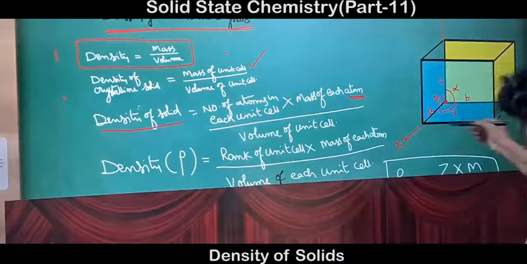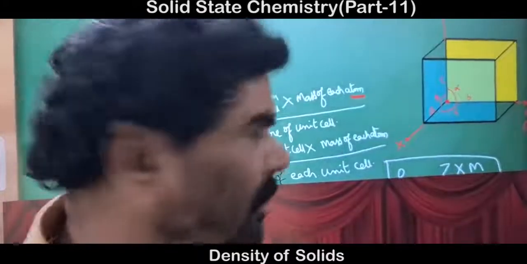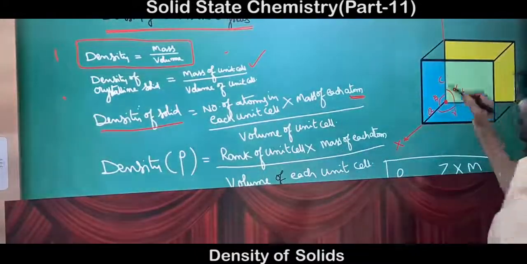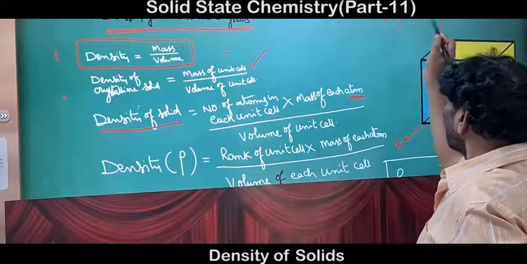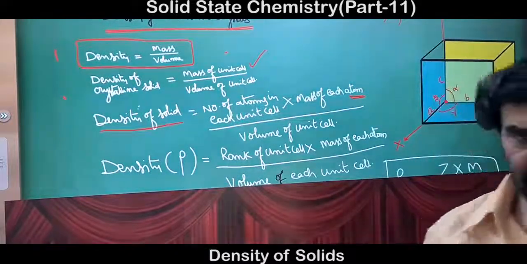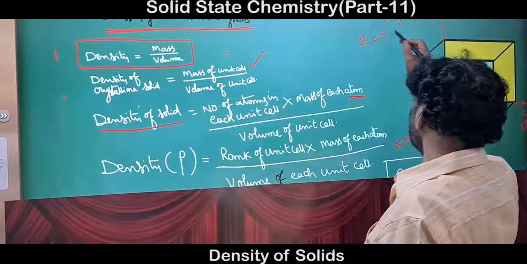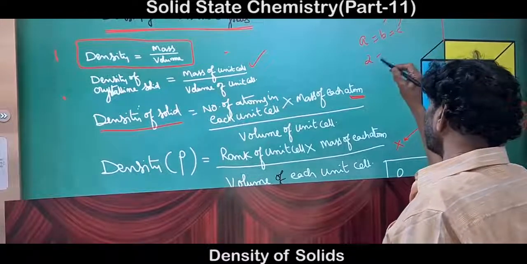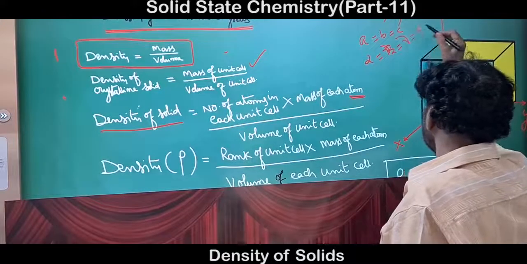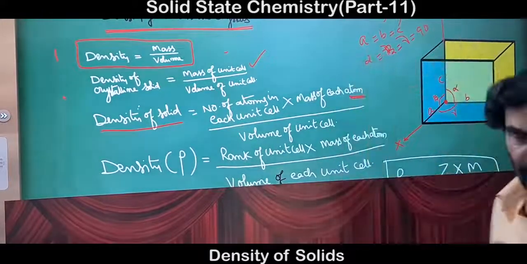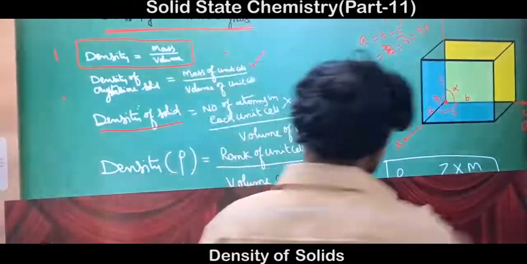The unit cell may be cubic or it may not be a cubic system. Every unit cell has three parameters, A, B, C, that is length, breadth and height. For a cube, A is equal to B is equal to C, and alpha is equal to beta is equal to gamma, and this is 90 degrees, then it is called a perfect cubic system. It may be a cube or cuboid or whatever it is.